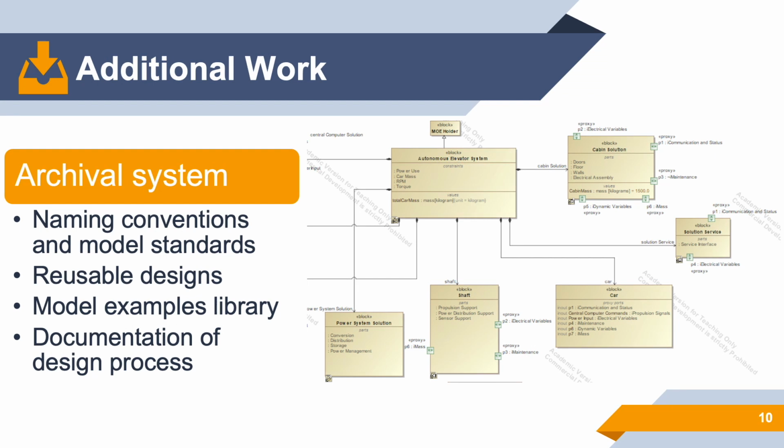We are currently finalizing an archival system for the project. The goal of the archival system is to develop naming conventions and libraries that allow for the reuse of past designs. One key benefit of SysML is being able to speed up the design and development process by taking advantage of past work. A good archival system will allow for something such as the power system solution to be easily dropped into a future design.